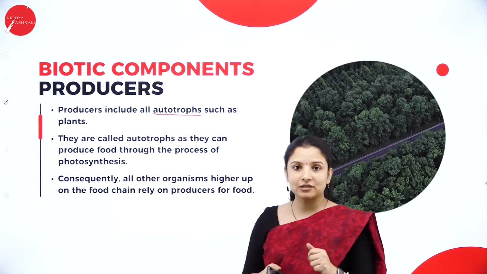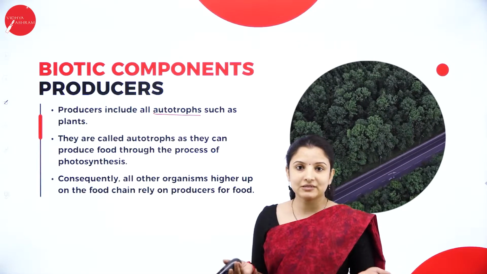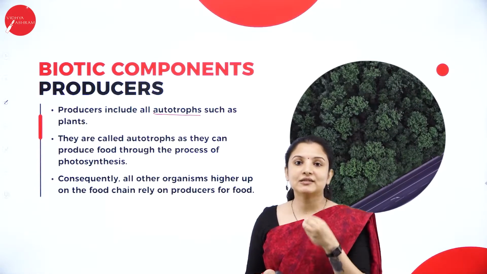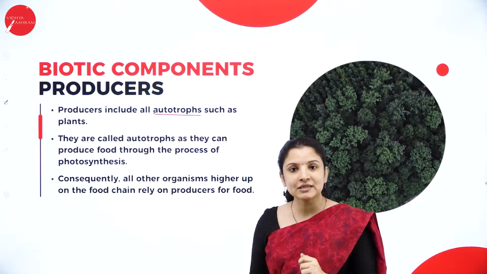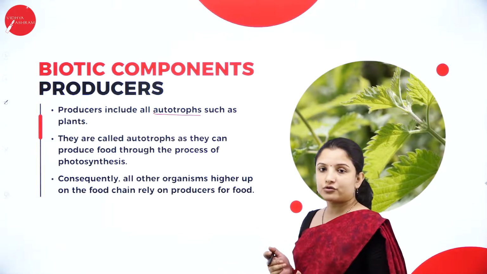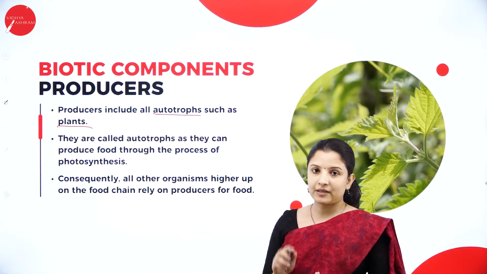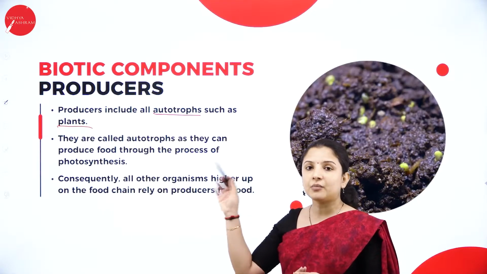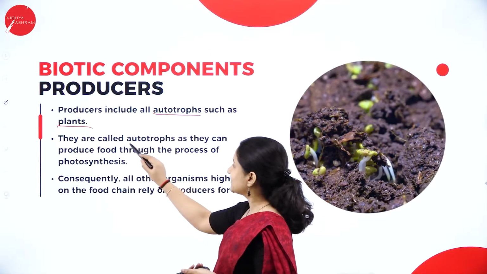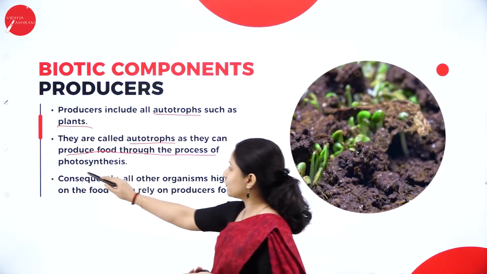But that is not the case with plants. Will plants walk to another place and eat food like animals and we do? No, right? Where they are, right there, they synthesize their own food by making use of the sun's energy. So therefore, they are autotrophs. Producers include all autotrophs such as the plants. All the green plants, or all the plants that are there in the world, come under the producers. They are called autotrophs as they can produce their own food through the process called photosynthesis.